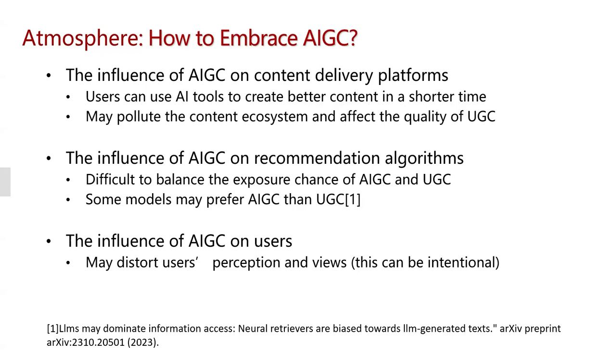And the influence of AIGC also has some impact on recommendation algorithms, right? Because the distribution of AIGC is really different from UGC, it may be difficult to balance the exposure chance of AIGC and UGC. And some studies also show that some recommendation models or large language models may prefer AIGC over UGC. This is their self-bias, right? So if AIGC gains more and more chances to be recommended in the system, then the incentive of UGC creators becomes a very important problem, right? So the ecosystem may be heavily affected by this bias, right?